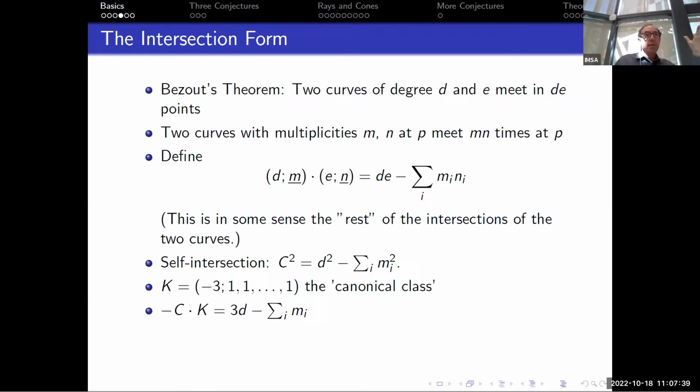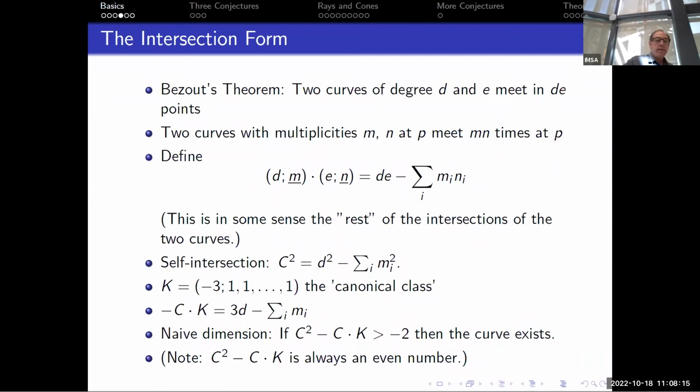Given that intersection form, that's a quadratic form on the Picard group, you have the self-intersection of a class, d squared minus the sum of the squares of the multiplicities. You have the canonical class, this is the anti-canonical. There should be a +3 there, and that's the anti-canonical class. And then you have the intersection with the anti-canonical as well, which are important numbers, as you all know from the Riemann-Roch theory.